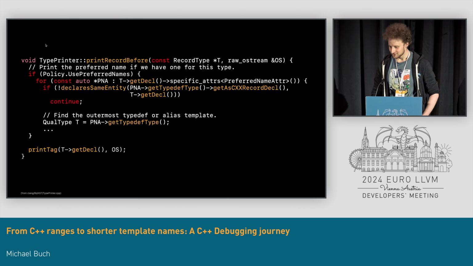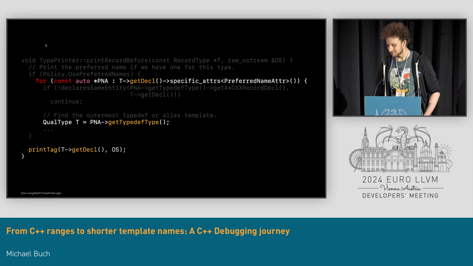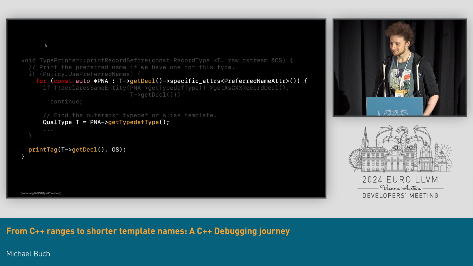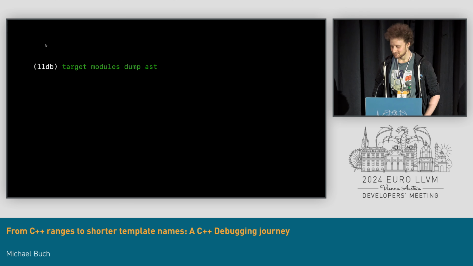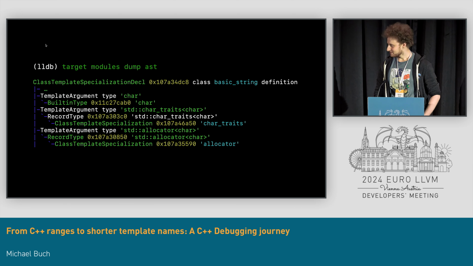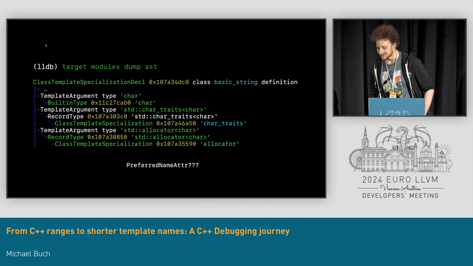If we look at the type printer, there's this logic which takes the attribute, gets the typedef it points to, and then just prints that instead. So why isn't LLDB able to use it? If we look at the AST that LLDB generates, you'll see that there is no preferred name attribute. So there's nothing Clang can do about that.